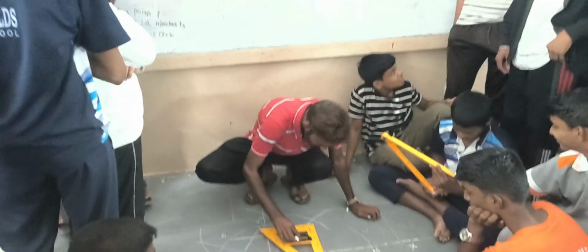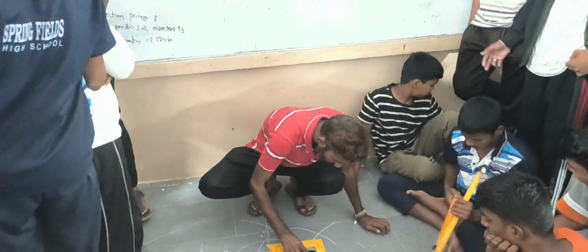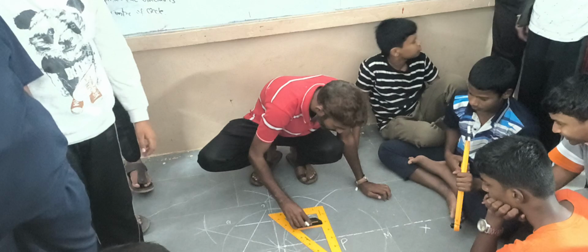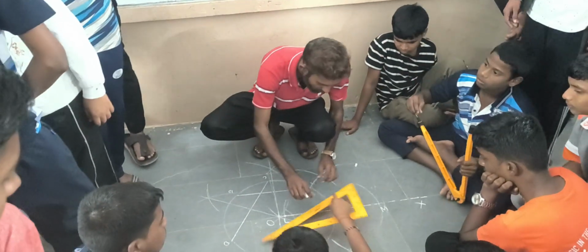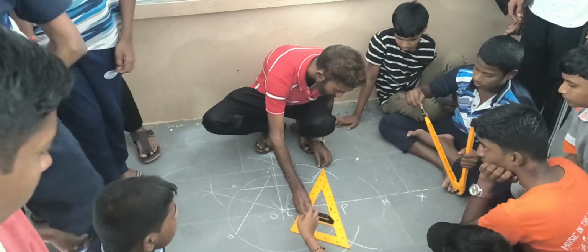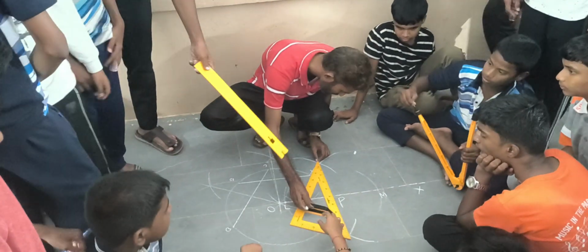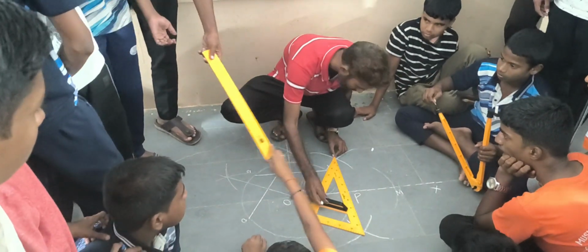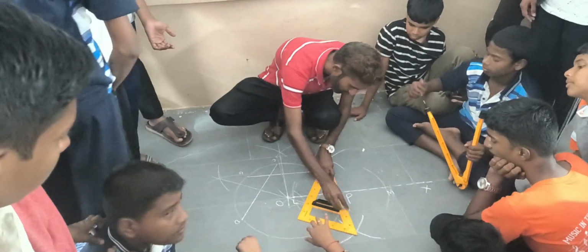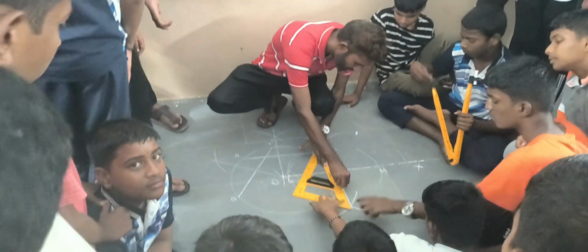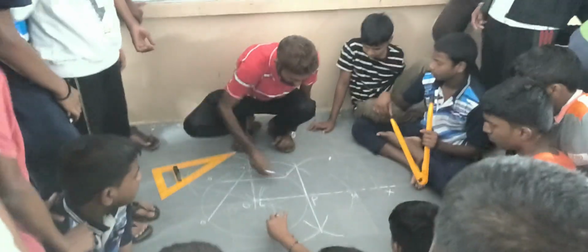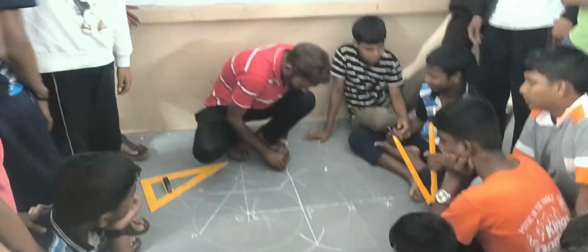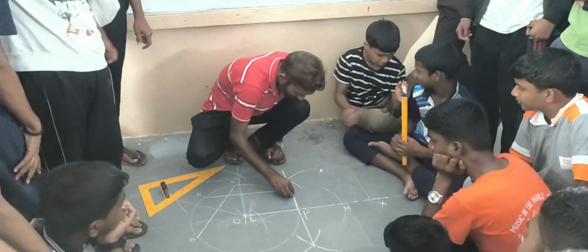Now, what we need to do? Join this. See, this is the reason why we need to take a bigger scale. Now draw this line. If you observe here, what is this? Is it not a line? What type of line is it?